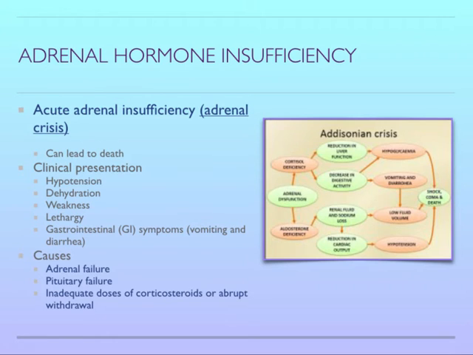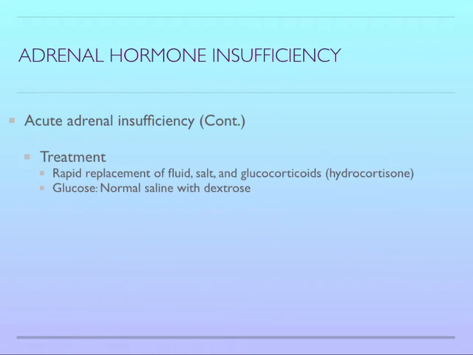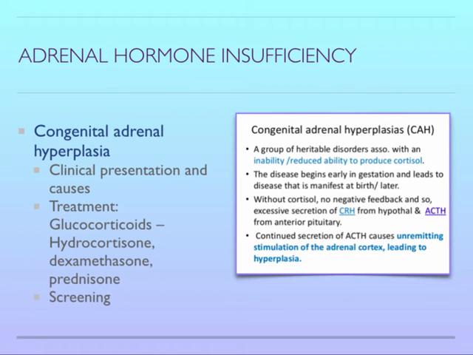Or you can also see this when a patient is on high-dose steroids and it's discontinued abruptly. You're taking all that away, and then all of a sudden their body is not producing all this on their own, so it throws them into an adrenal crisis, essentially. With acute adrenal insufficiency, treatment revolves around rapid replacement of fluid, salt, and glucocorticoids. You want to make sure that they have glucose, so you're going to give them normal saline with dextrose or sugar in it.